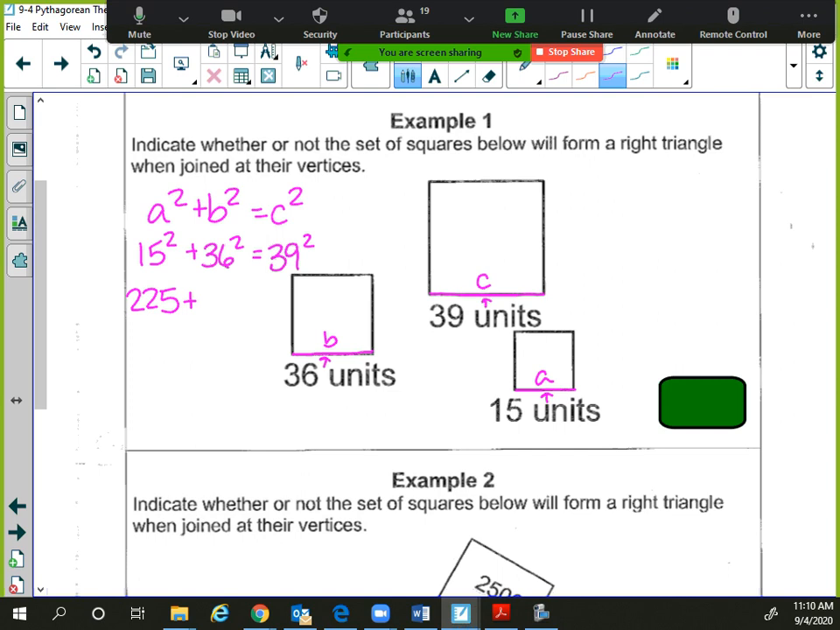Thank you. Some of you are super quick. Thank you, Ty. 1,296. And then again, 39 squared. Tell me what that is in the chat, please. Very good. Yes, 1,521. So you are trying to prove whether or not this is going to be a true statement. So now we simplify what we can, and we can add that. 225 plus 1,296. Tell me what that is in the chat, please.